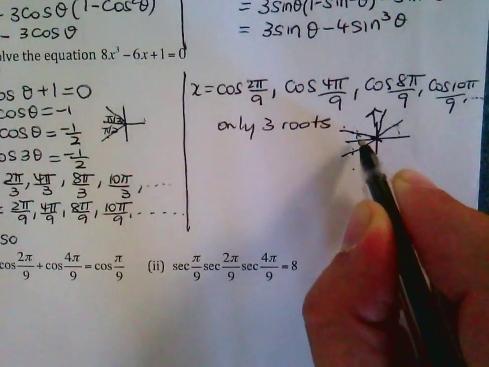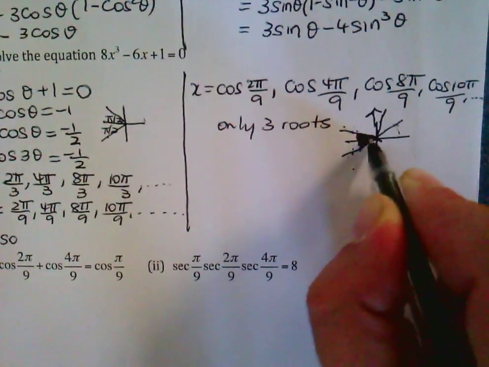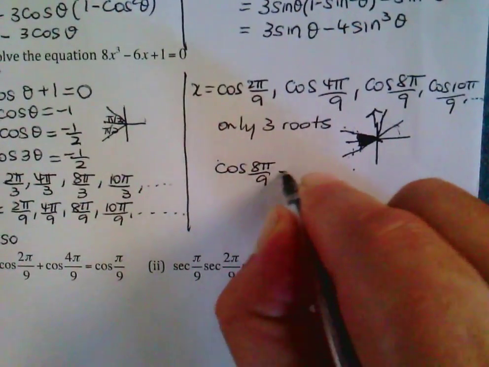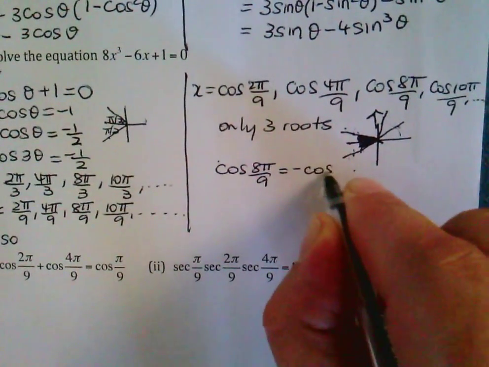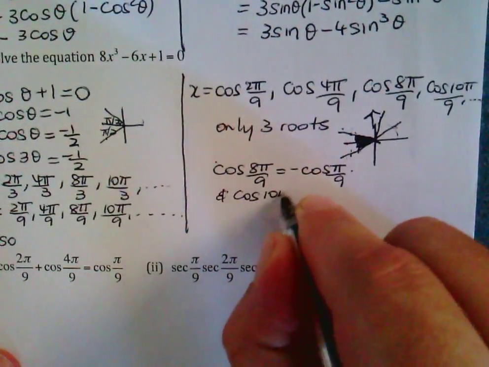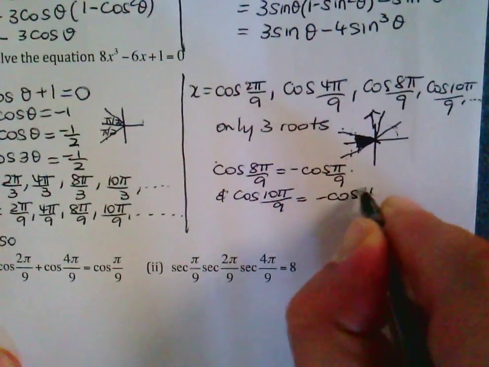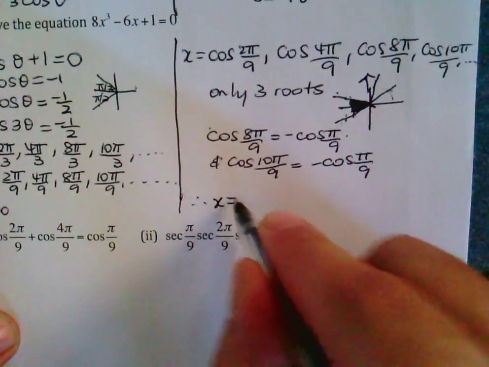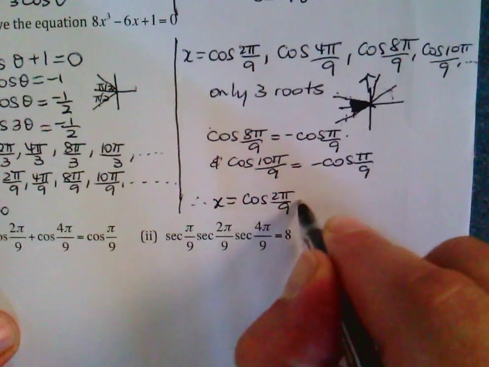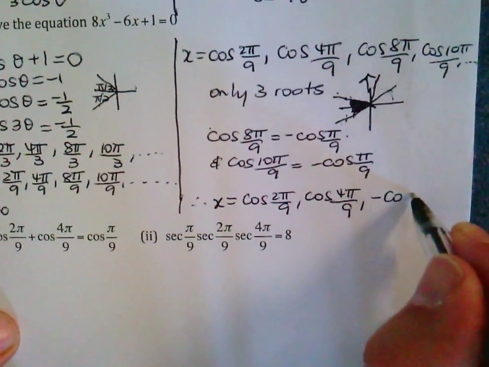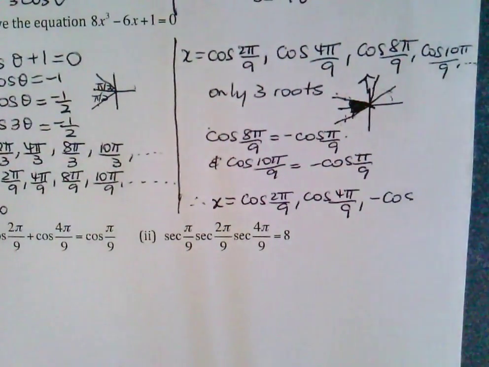in there. The acute angle in here is pi on 9, and so is this one. So therefore, those 2 are the ones that are equal. We can say that cos of 8 pi on 9 is equal to negative cos of pi on 9. Remember, we look at the acute angle. And also, cos of 10 pi on 9 is also equal to negative cos pi on 9. So therefore, we're going to give our answers as x is cos of 2 pi on 9, cos of 4 pi on 9, and we're going to give negative cos of pi on 9, not cos of negative pi on 9.